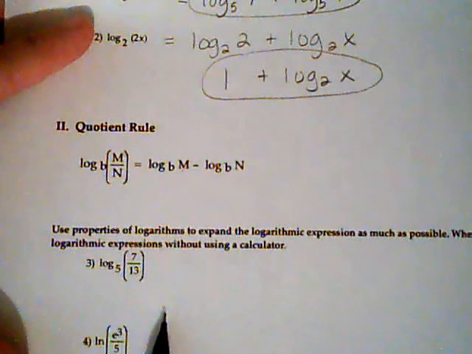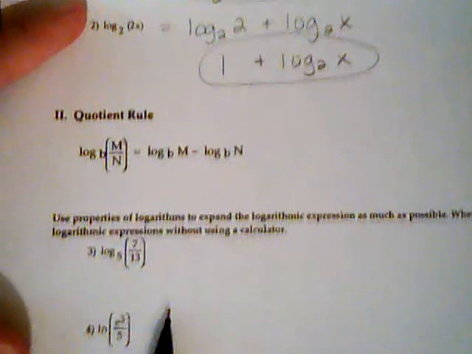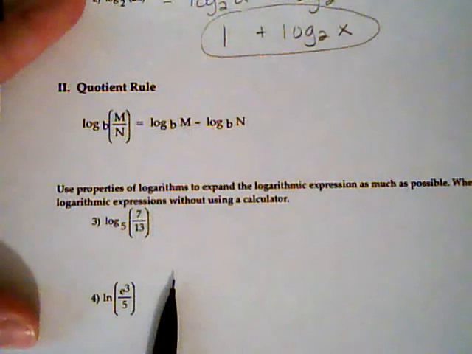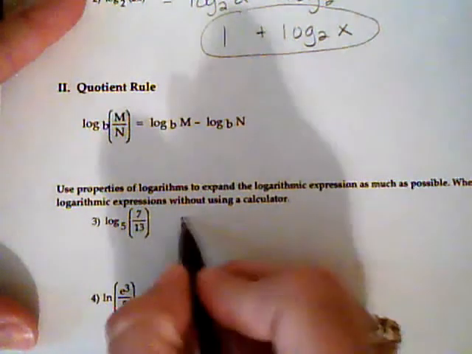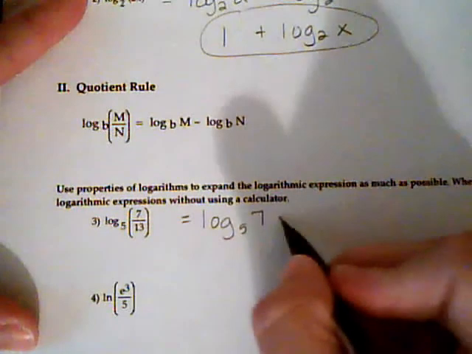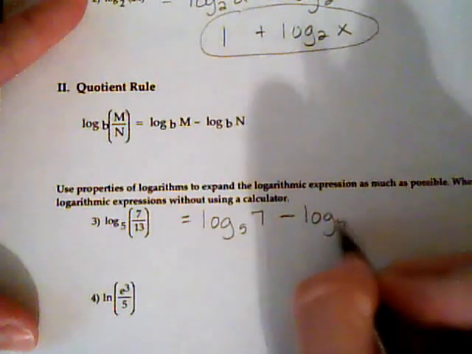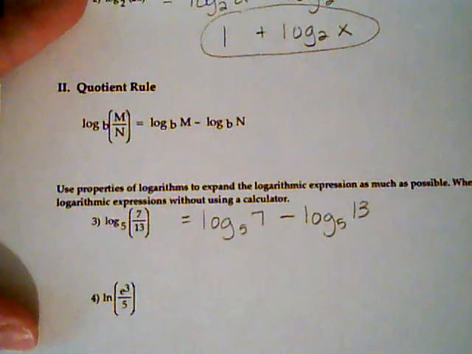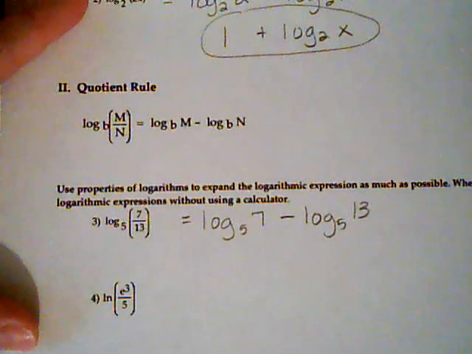Okay, so same directions for example 3 and 4. So number 3, I have log base 5 of 7 over 13. So I could just write this as log base 5 of 7 minus log base 5 of 13. Okay, neither of those will reduce, so that's as far as we can go with it.